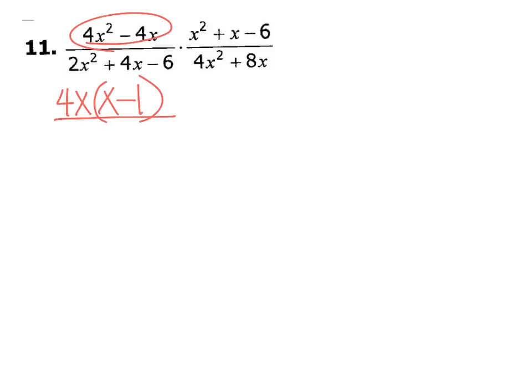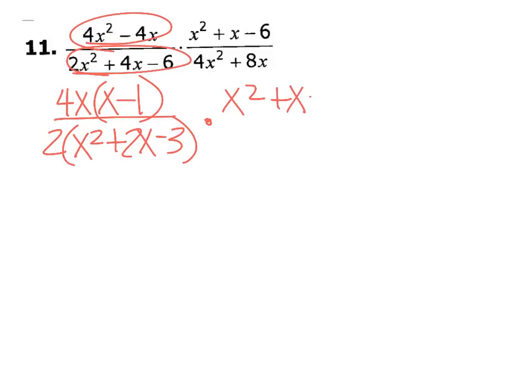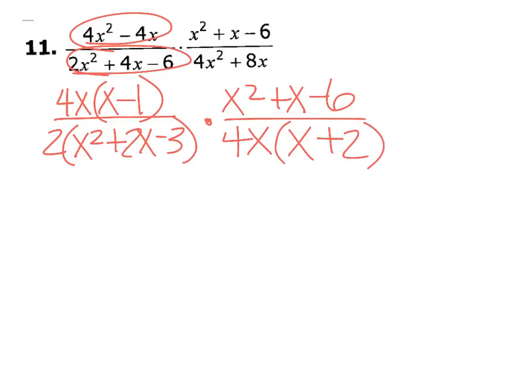Our denominator, all right, down here, we can take out a 2. And we're left with x squared plus 2x minus 3. Let's see. Here we just leave it alone. X squared plus x minus 6. Can't factor anything out. But then on the bottom we can take out a 4x and we're left with x plus 2. All right, now we want to factor these trinomials out.